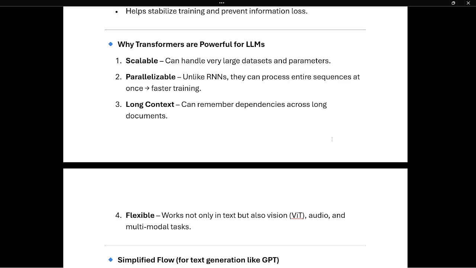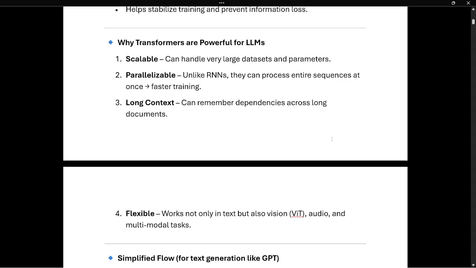The next thing is parallelism. Unlike RNNs, they can process the entire sentence at once. We have the parallelism, that is faster training. Then long context: an LLM can remember dependencies across long documents, so they have a long memory context. They are also flexible, working not only with text but also vision, audio, and multimodal tasks. So LLMs can work with all these things. Because of all these features, LLMs are more powerful than earlier models.